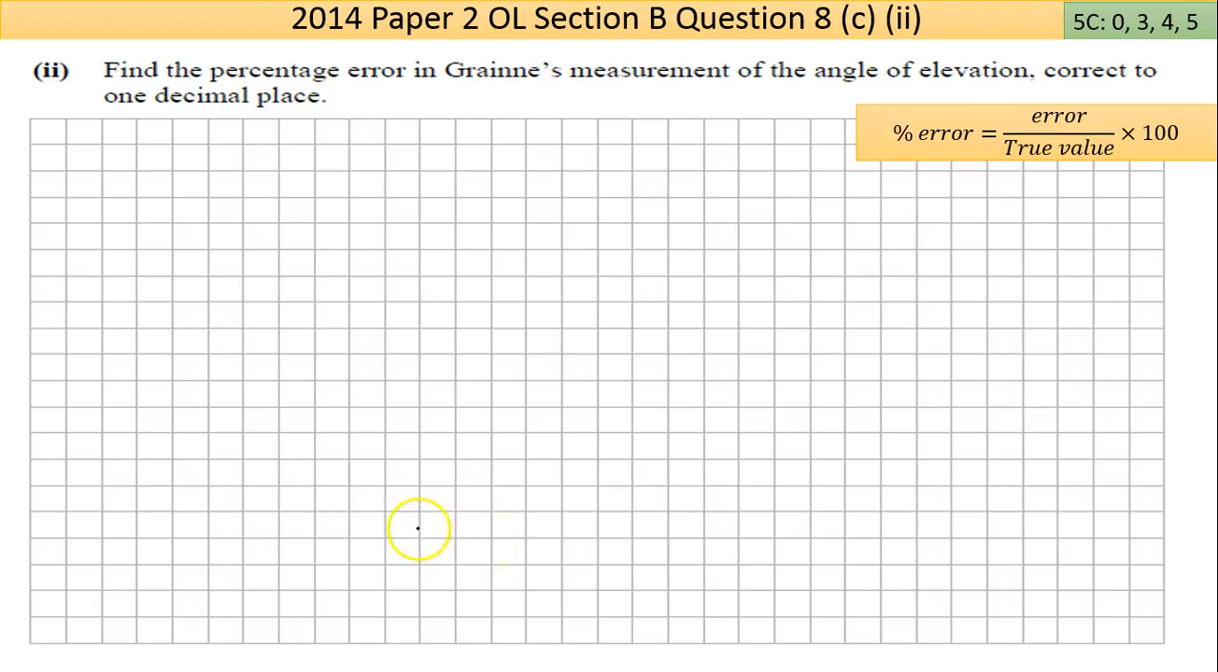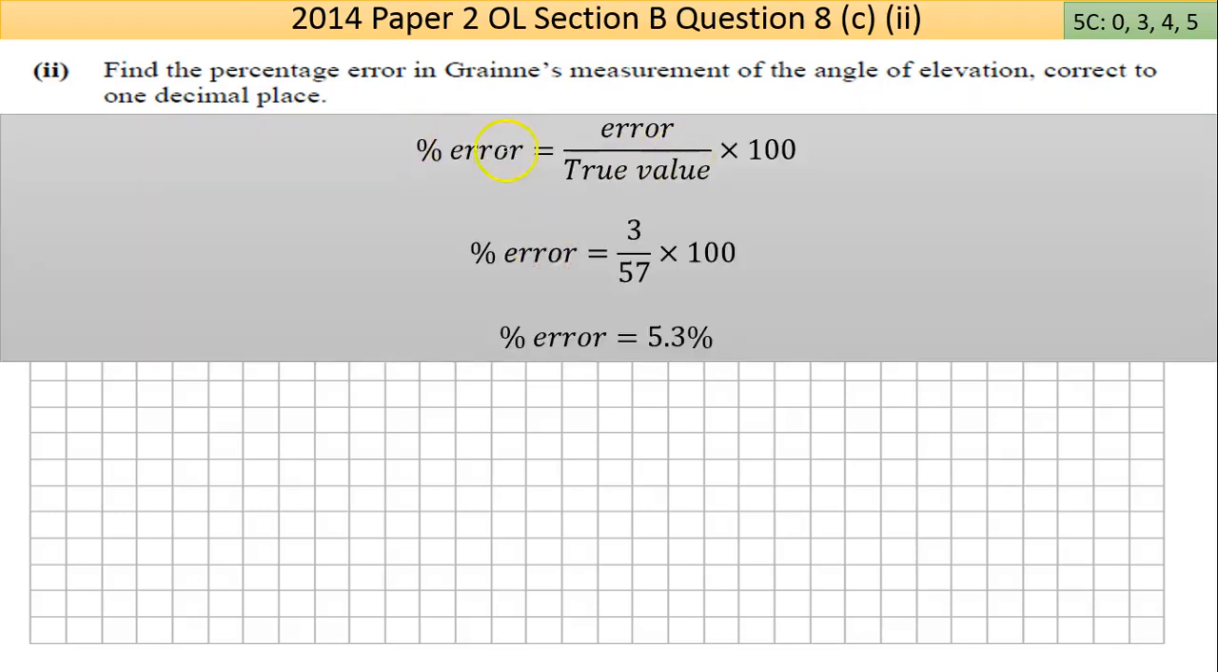Now the last one, part 2 here, I'm going to go straight to the answer, okay? You're using the percentage error formula, which is always error over the true value. This could be like profit over cost, loss over cost; it's always the actual value that you're looking at on the bottom of the fraction. So that's the formula there.